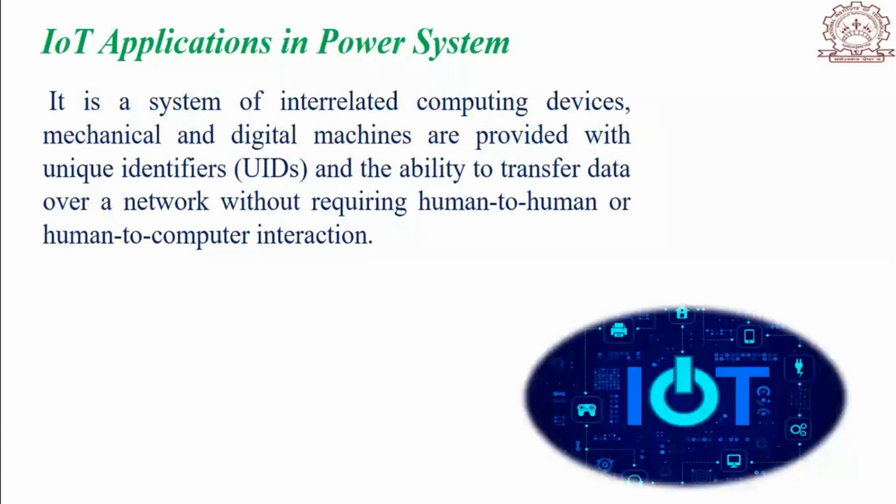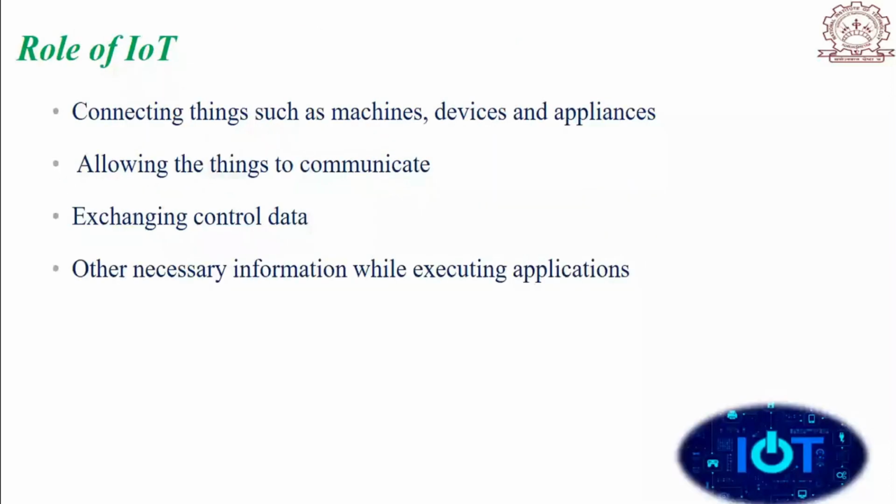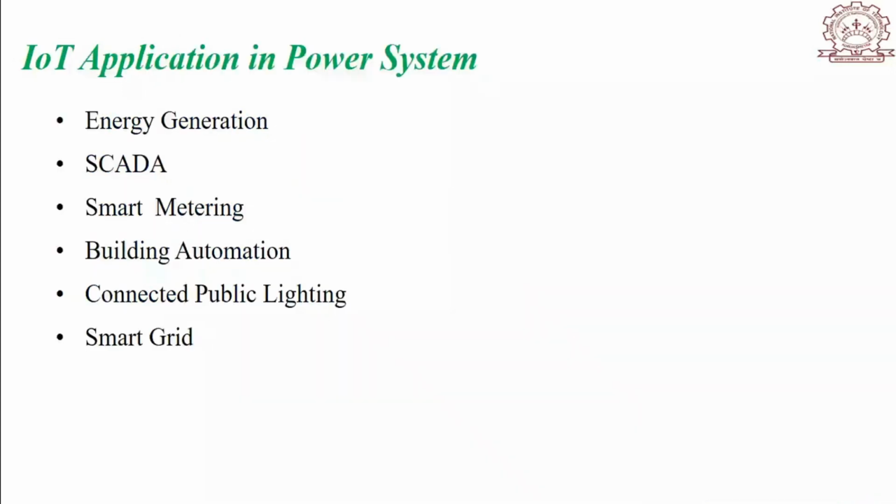So IoT applications are also there in the power system, connecting things such as machines, devices, and other electrical appliances, allowing the things to communicate. This will be the role of IoT, exchanging control data and other necessary information while executing applications.